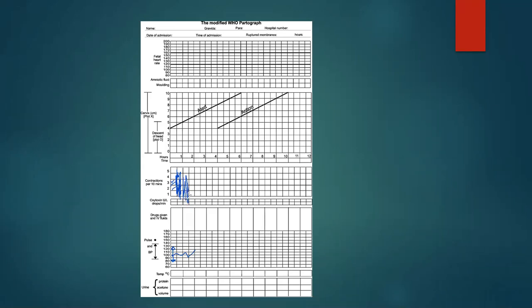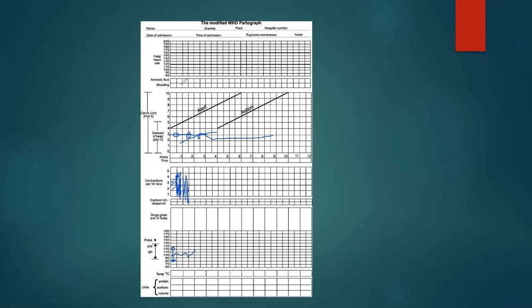But if the contraction is adequate, one thing you will notice is the descent, when you are checking the descent, it will be on the same level, maybe 3/5, 3/5. It will be the same level. Do you understand? It won't go. Maybe the first one goes, the second one will just be on the same level. So when you see something like this, there's arrest of descent, it's not descending, and there is adequate contraction. And sometimes you can check the molding, very important. There might be fetal molding. That means there's something compressing the fetal scalp. The child cannot come out. There's arrest of descent, and there's a problem.